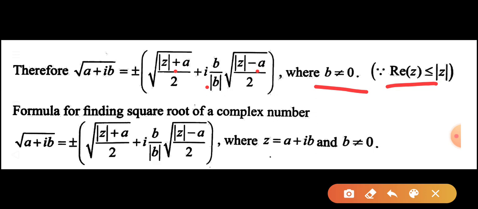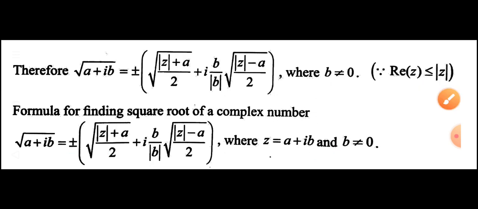Okay, formula for finding the square root of a complex number, where z equal to a plus ib and b not equal to 0. What is the formula? Square root of a plus ib is equal to plus or minus square root of (modulus z plus a by 2) plus i into b by modulus b into square root of (modulus z minus a by 2). Students, do you understand?